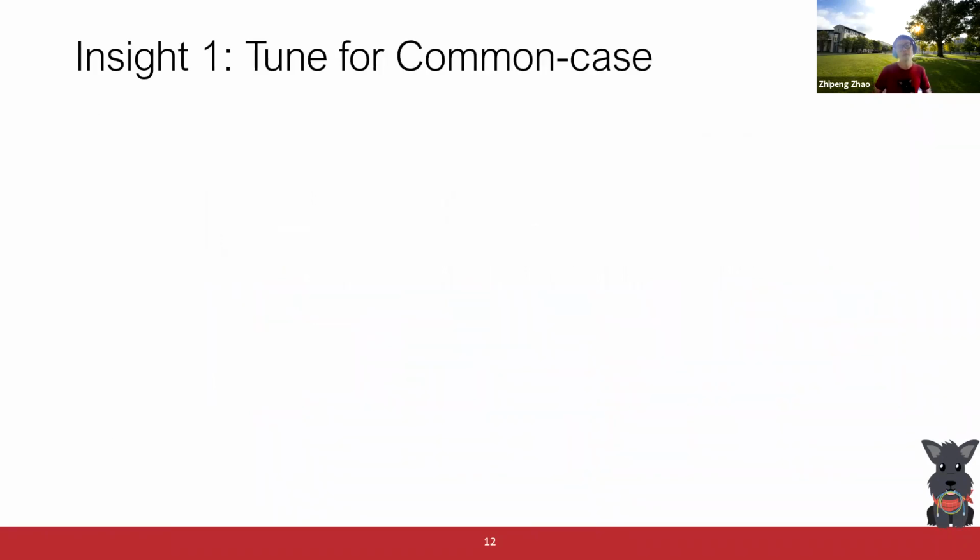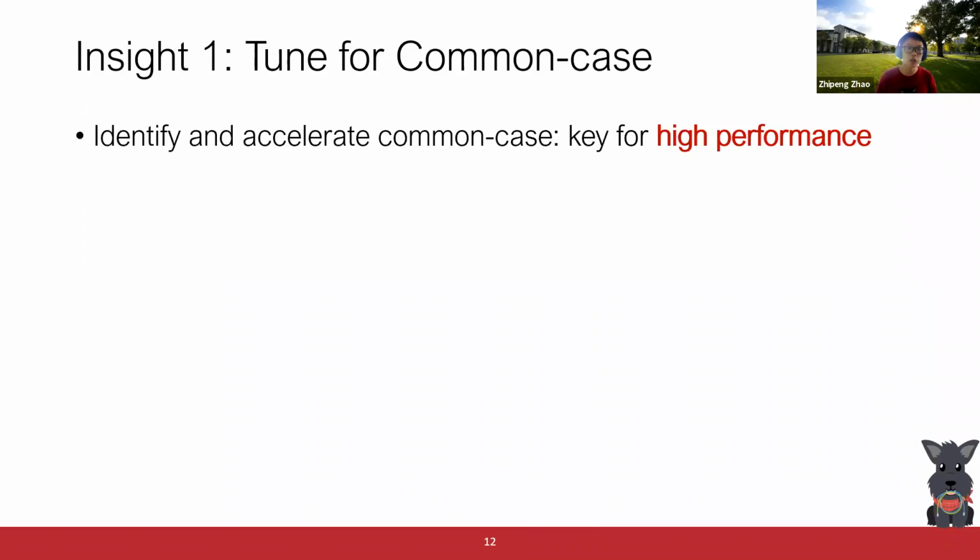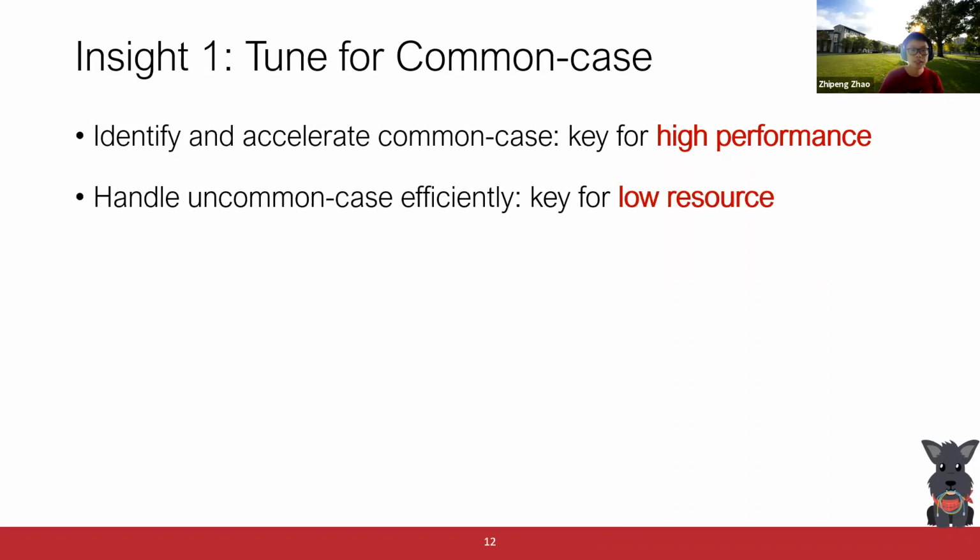And to address the problem, our insight is tune for common case. In particular, we need to identify and accelerate the common case traffic, and that's a key to achieve high end-to-end performance. And secondly, we need to handle the uncommon case in a resource-efficient way, which is a key to reduce the resource cost.